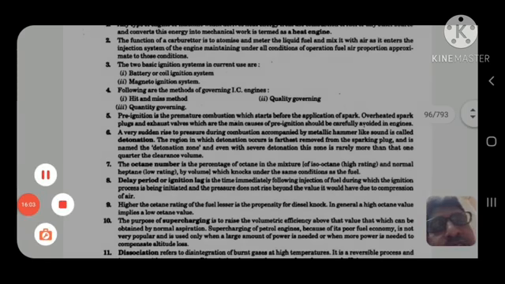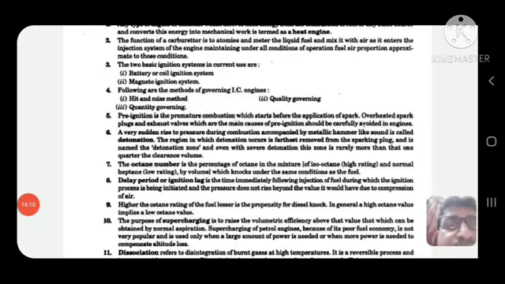The two basic ignition systems are the battery coil ignition system and the magneto ignition system. Following are the methods of governing an IC engine. First one is the hit and miss method, then quality governing. Another one.